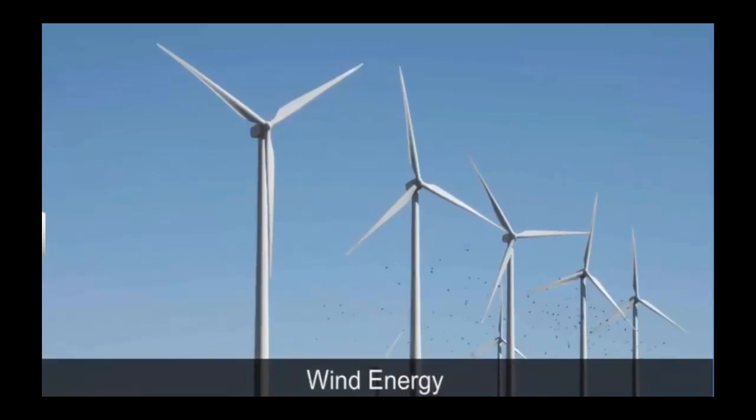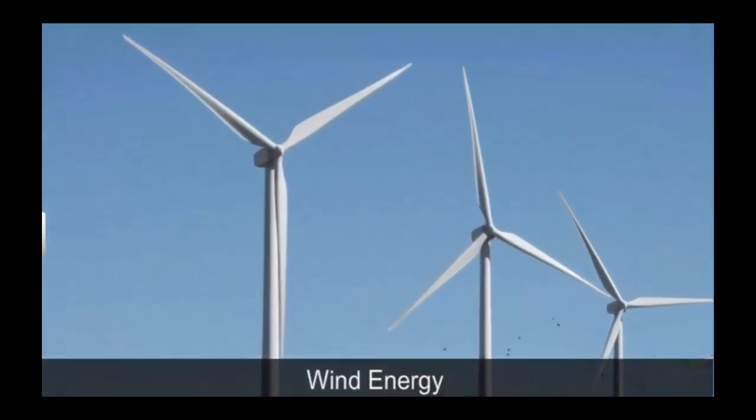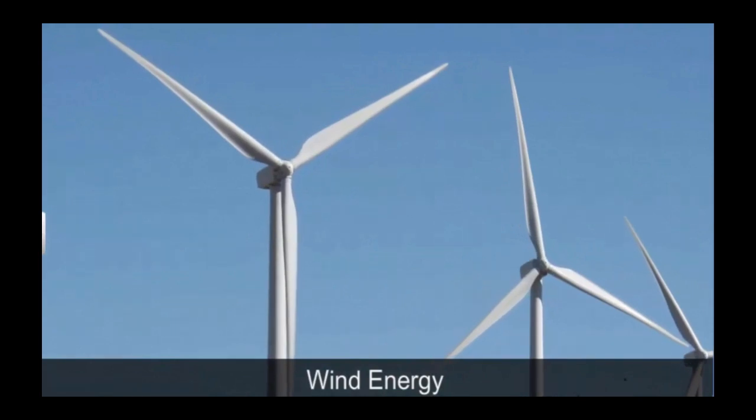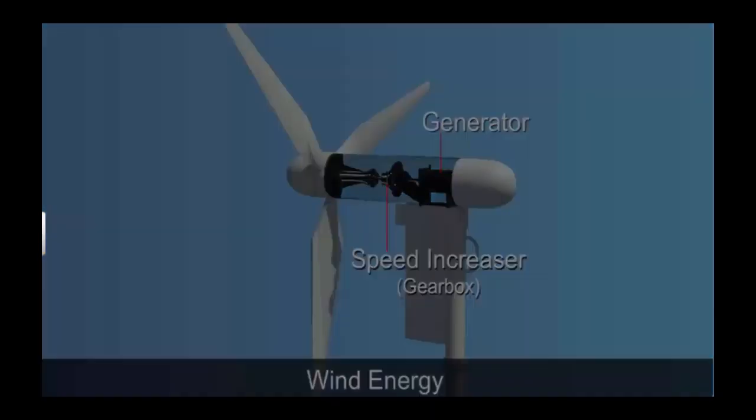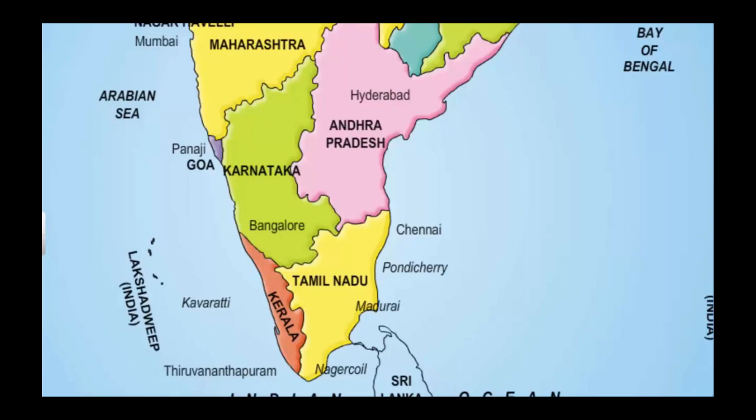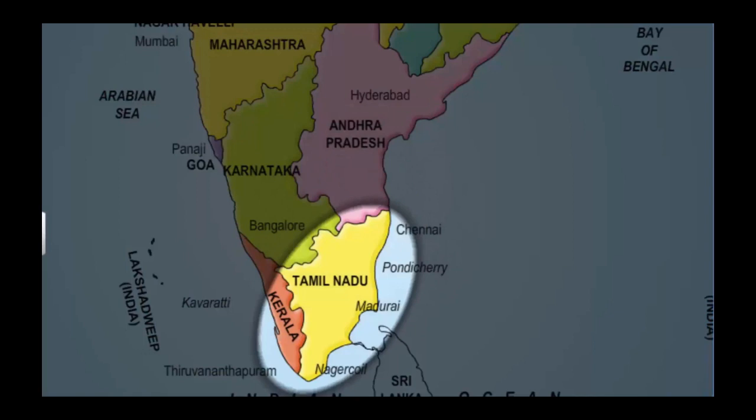The large fans you see in this picture do not run on electricity. They are actually wind turbines that produce electricity using the energy of the blowing wind. A number of such wind turbines are set up together to form a wind farm. The map here shows the main areas where wind energy is being harnessed in India. The largest wind farm in India is in Tamil Nadu, spread from Nagarcoil to Madurai.